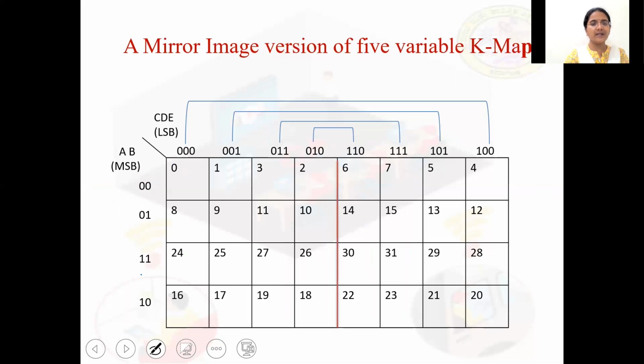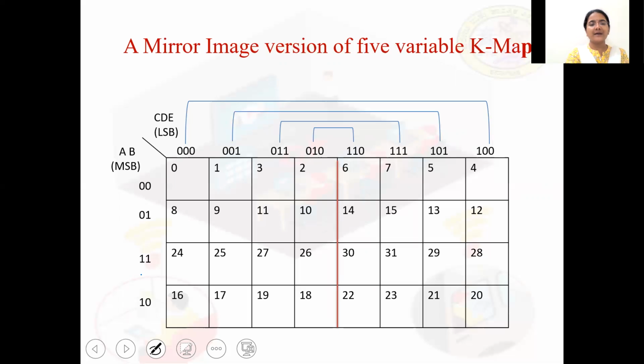So in this mirror image version of the 5 variable K-map, we are having a total of 32 squares in the K-map. 3 variables are laid out horizontally and 2 vertically. And we have to remember the numbering of this. Otherwise, we can remember the adjacency of the cells, and then we can write the K-map.